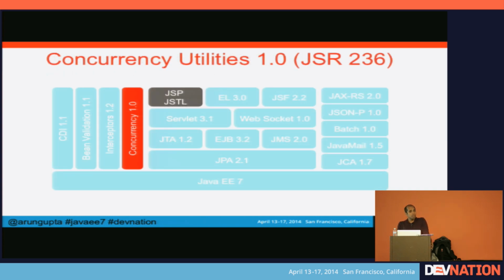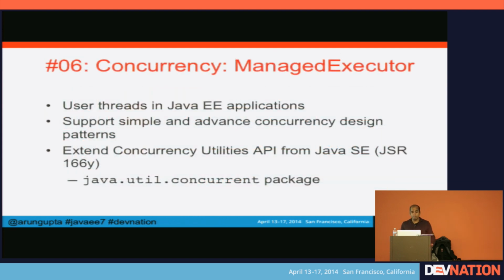All right, concurrency. Concurrency Utilities is JSR 236. That's, by the way, a brand new specification in the Java EE 7 platform. Now, in Java EE, you cannot spin up your own user threads. The idea is, because Java EE is a managed environment, there is no concept of a user thread as such. If it's a user thread, then the managed environment doesn't know how to manage it. So Concurrency Utilities effectively gives you an ability to run a user thread in a managed environment. And that's the big change over here.